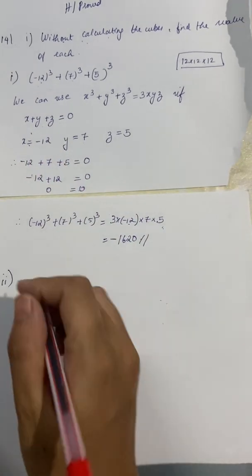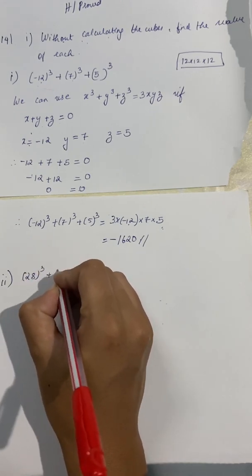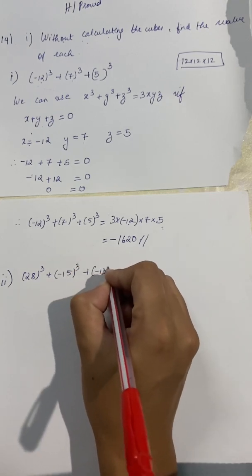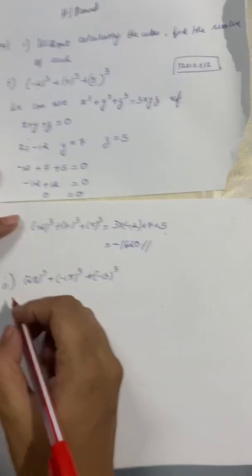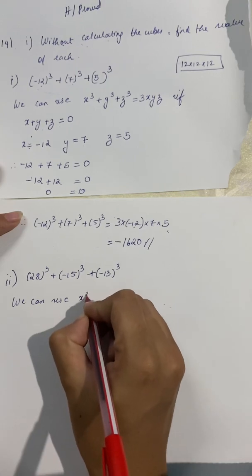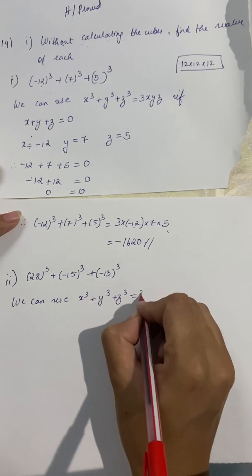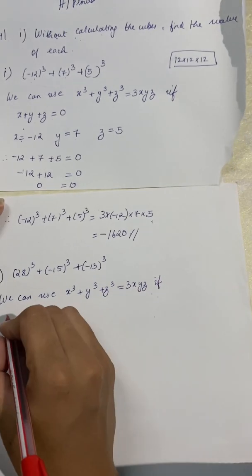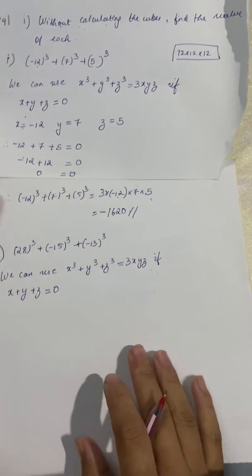What is the question here? You have 28 cube plus minus 15 cube plus minus 13 cube. You have these given values, so we can use the same thing, right? We can use x cube plus y cube plus z cube equivalent to 3xyz if x plus y plus z is equal to 0, right?